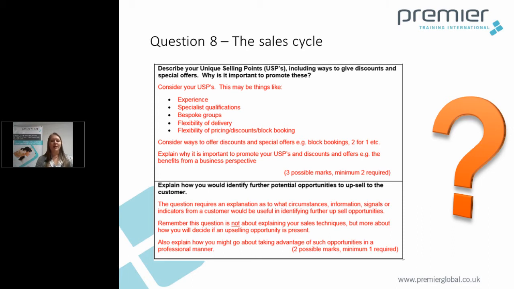When you've highlighted your USPs, you need to think about ways that you may be able to give discounts or special offers. Examples could be block bookings. It could be offering 2-for-1 sessions at quiet times, or it could be offering group training to spread the cost.